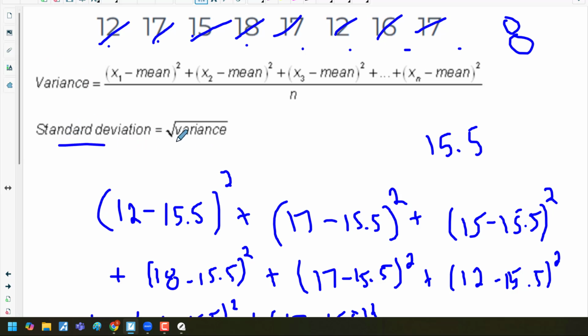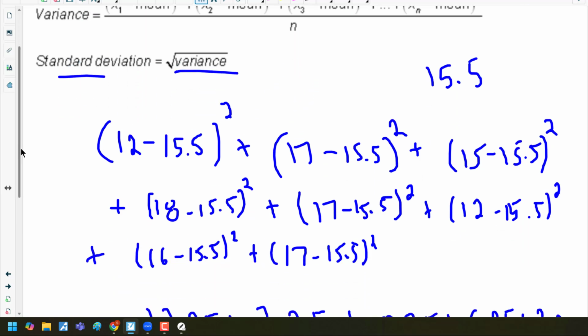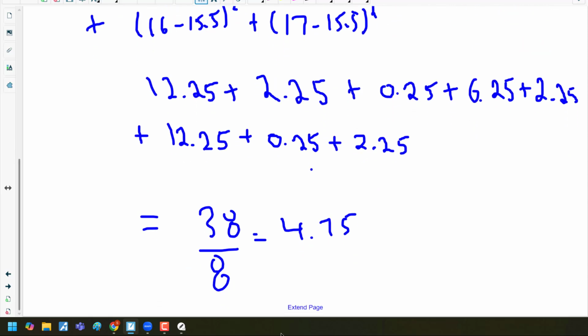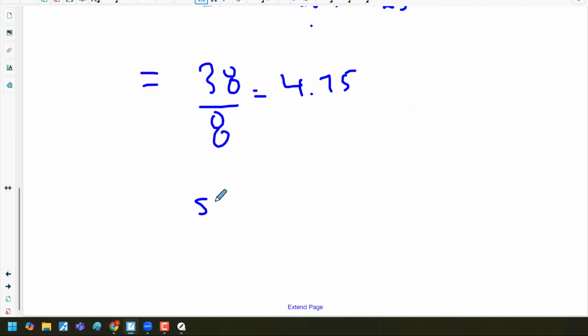The standard deviation is the square root of the variance. A lot of students also kind of forget that. Now the final step, standard deviation. Square root of 4.75. So square root that, and I get 2.18.